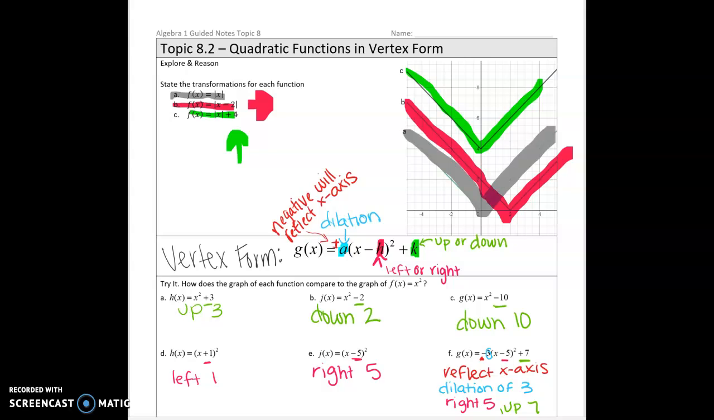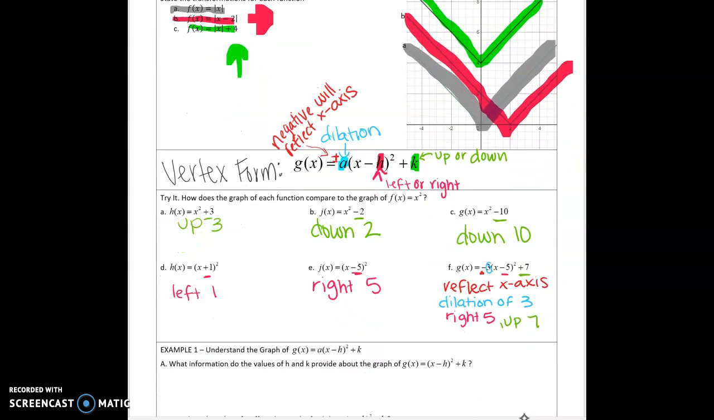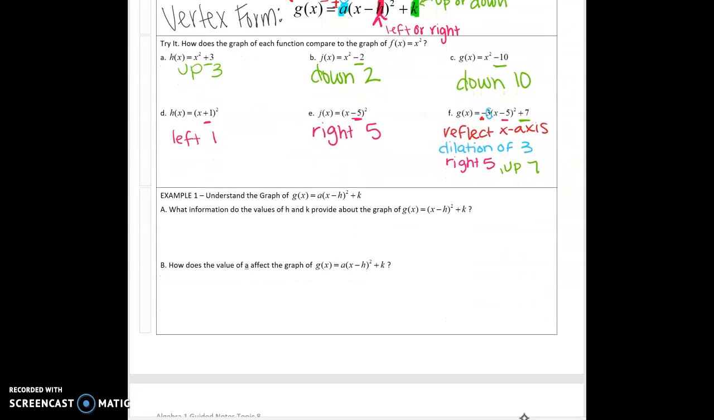And then this one has a bunch of them. We have a negative sign in front, so that's the reflection over the x-axis. The 3 is your a value, so dilation of 3. Minus 5 is going to move it right 5, and then positive 7 on the outside is moving it up 7. If you have any questions, please feel free to email Miss Holstad or both of us, Miss Holstad and I.